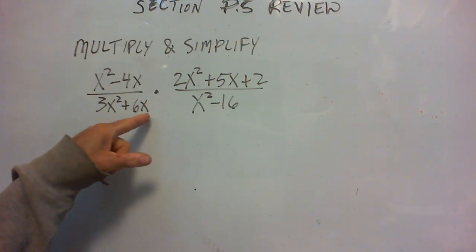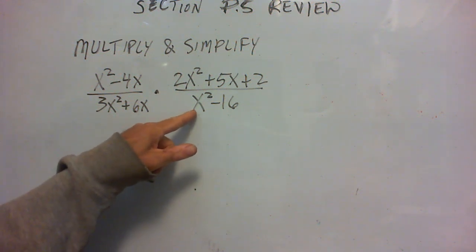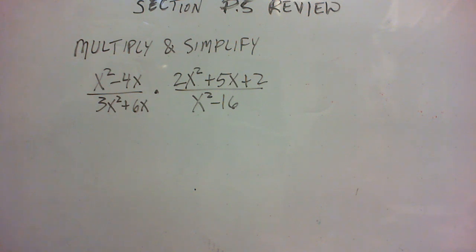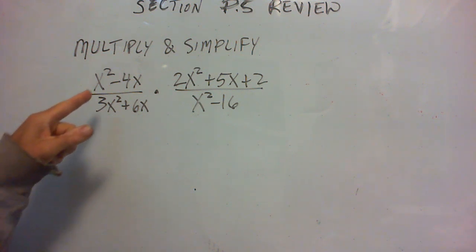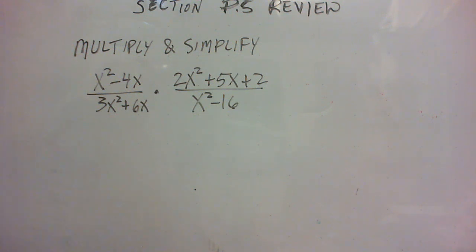4x over 3x squared plus 6x times 2x squared plus 5x plus 2 over x squared minus 16. So your first step is factor all of the expressions, then cancel any factor matching a numerator and a denominator. Factor out, cancel out factors. So pause the tape and try this one on your own.